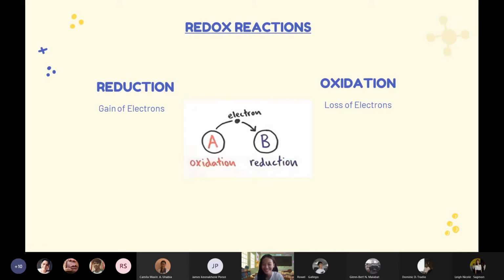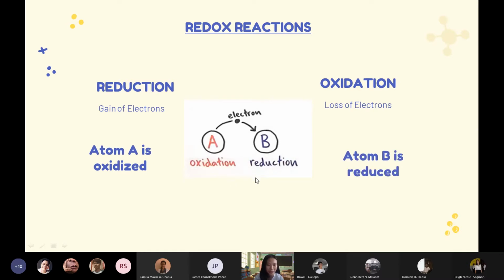So in this figure, atom A is giving an electron to atom B. In this case, atom A is losing electrons, so an oxidation process occurs. And atom B receives electrons, and that process is called reduction. Simple: atom A is oxidized and atom B is reduced.